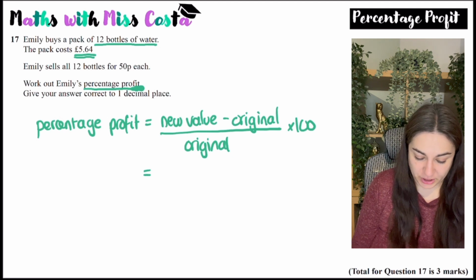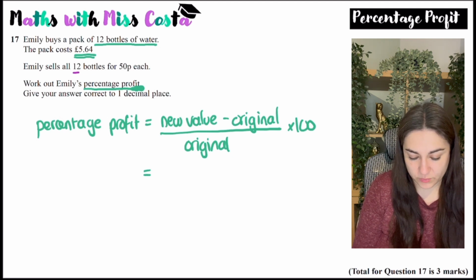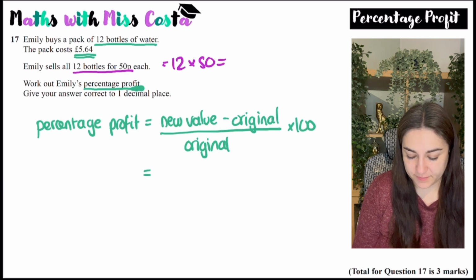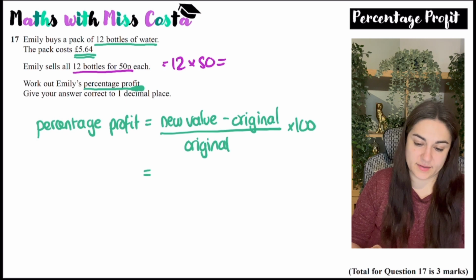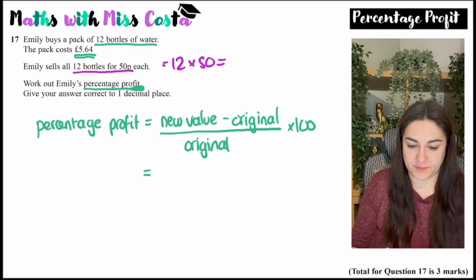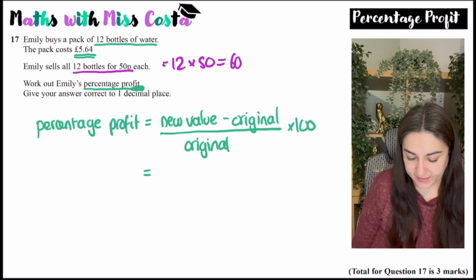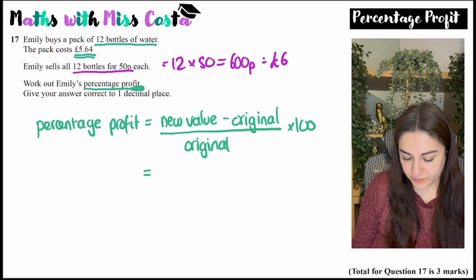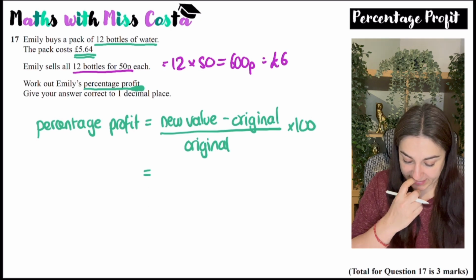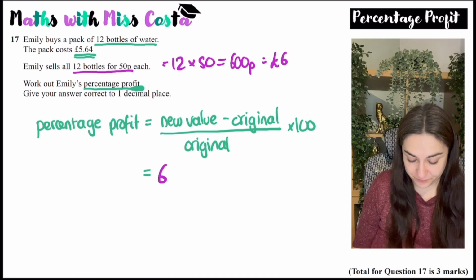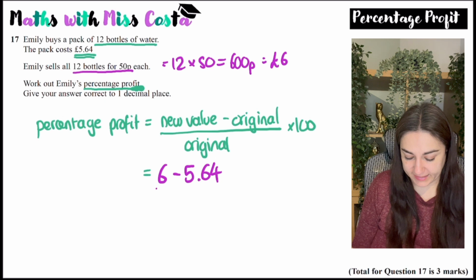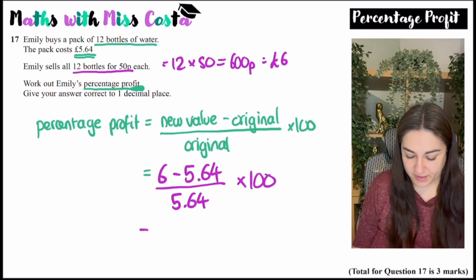So my new value, she has sold all 12 bottles for 50p each. So 12 times 50 is 600p, which is £6. So her percentage profit is going to be the new value, which is £6, take away the original, which is £5.64, divided by the original value, and then I times it by 100.